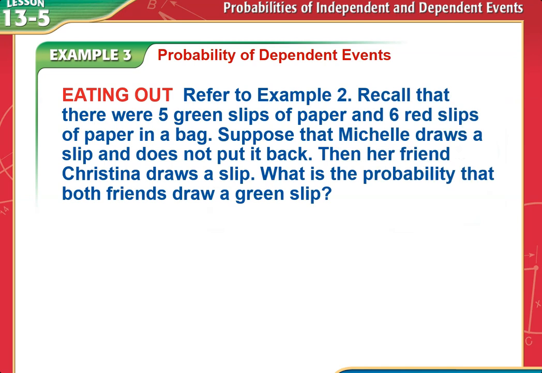So, refer to example 2. Recall that there were 5 green slips of paper and 6 red slips. Suppose that Michelle draws a slip and does not put it back in. Now we're trying to figure out the probability that both draws were green slips. So again, we are doing the probability of G and G. However, the slip's not going back in. So we can find this by taking the probability that the first one is green. So let's put that as G1.